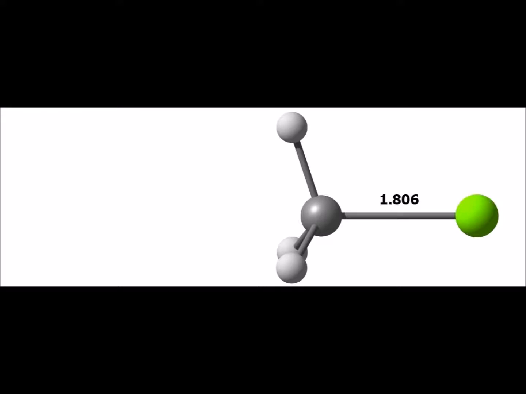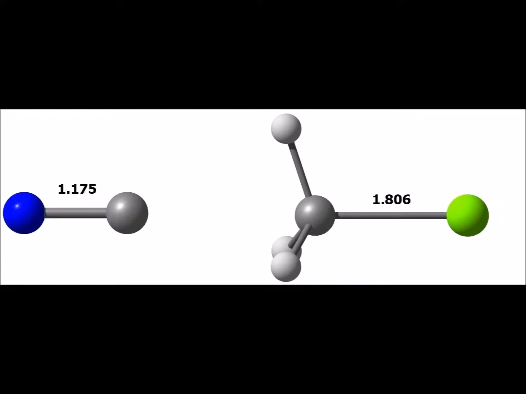Hello, this is a molecule of chloromethane. The lime green atom is the chlorine, the gray atom is carbon, and the three white atoms are the hydrogens. It is approached by a cyanide anion. In cyanide, we have nitrogen, which is blue, and carbon, which is gray, and the negative end of the ion is on carbon.